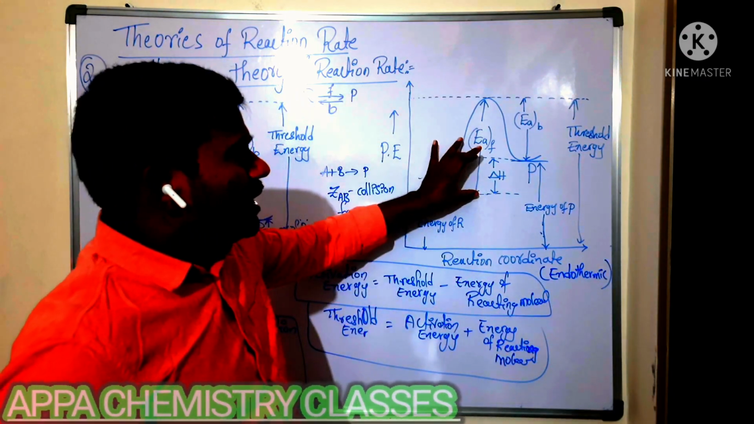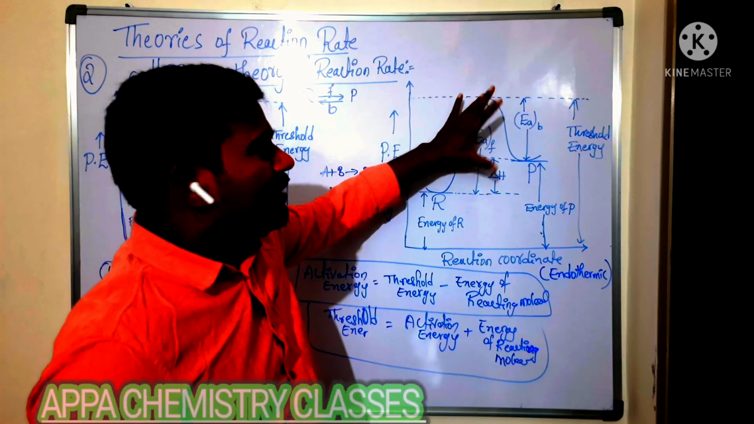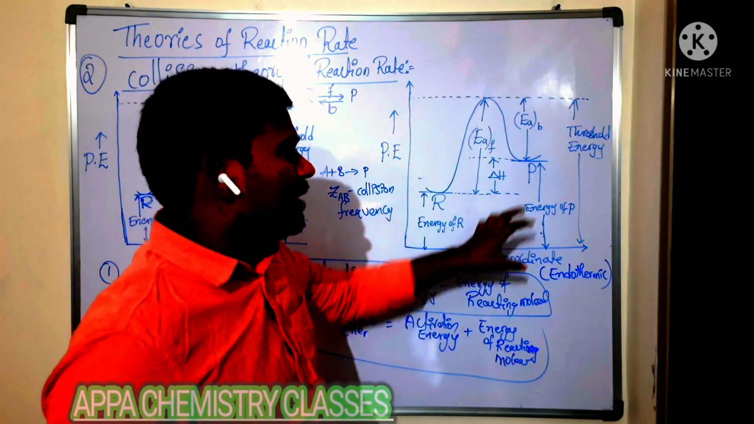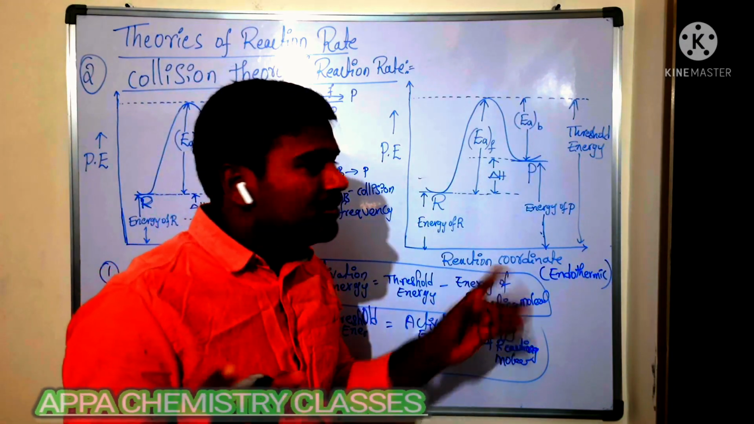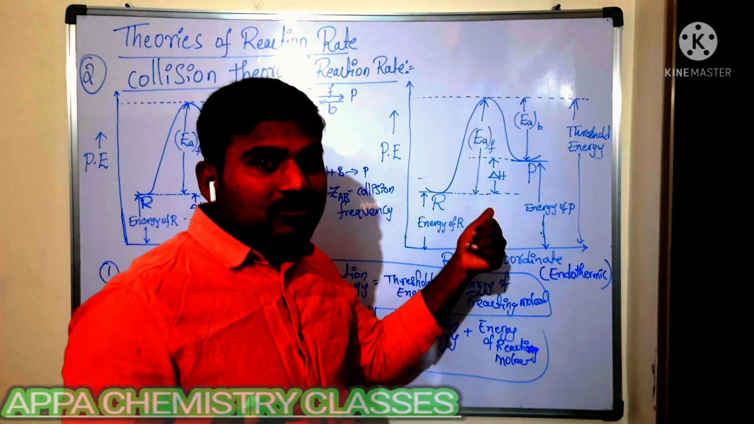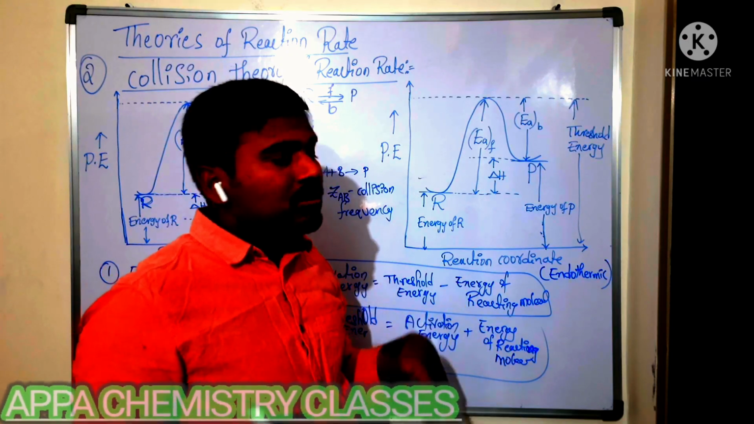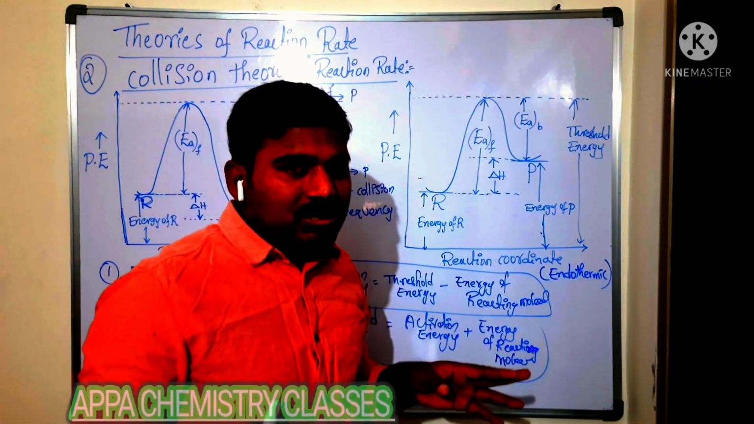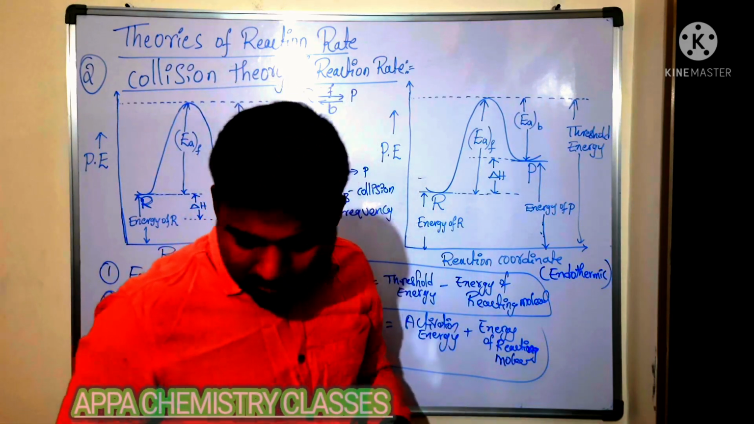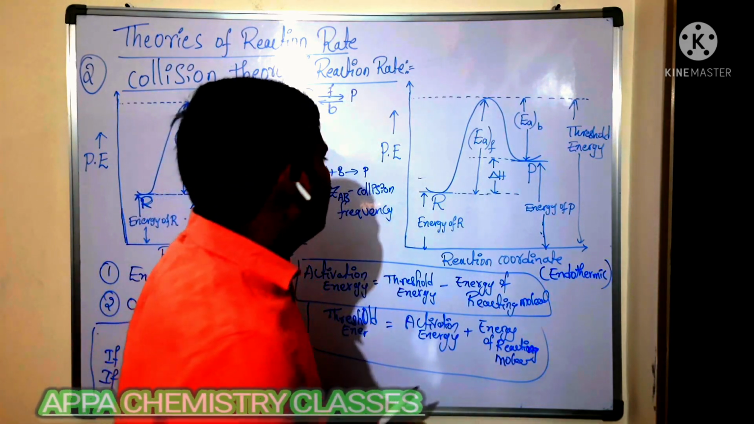So what is delta H? What is activation energy in forward direction, activation energy in backward direction, energy of product, reactant, threshold energy, everything is clear now. Delta H is the heat of reaction. How will you get that heat of reaction? Energy of forward direction minus backward direction. Is that clear? Now that is the energy barrier.